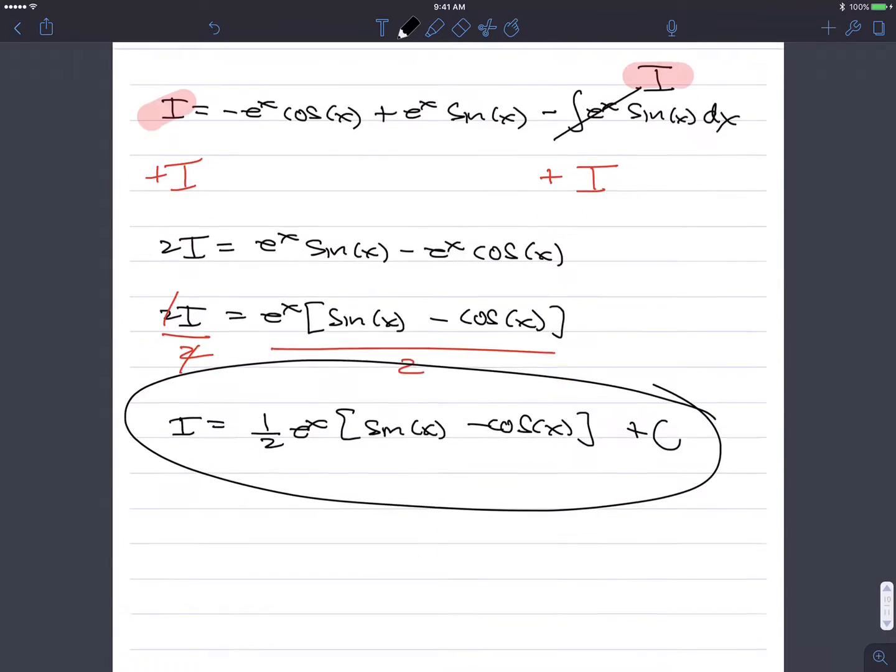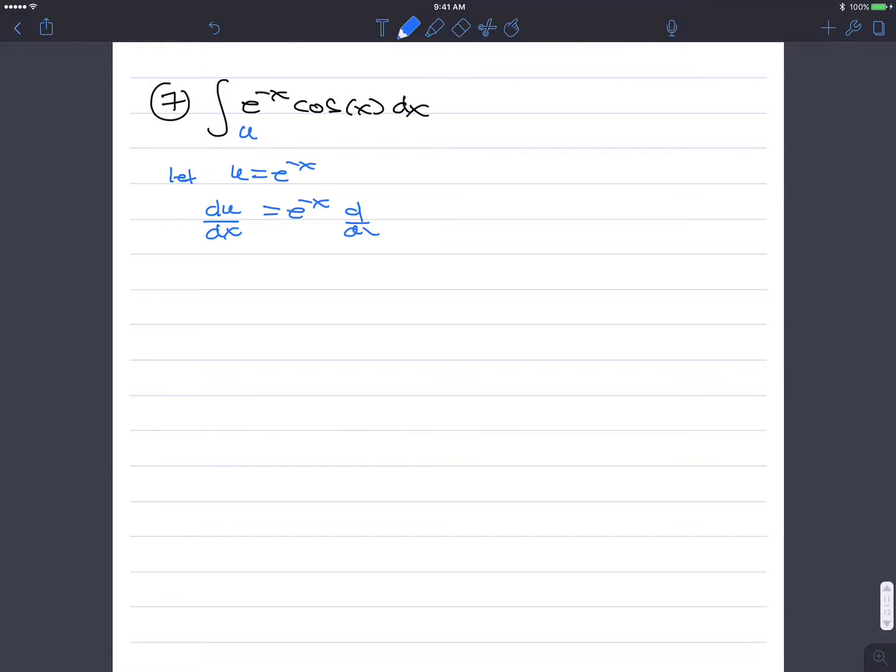Now, I don't know what number this is. Let's check. Number 7, they give you a variation. So number 7, we're going to have this integral of e to the minus x cosine x dx. It's a similar process. We just have to be careful with the e to the minus x, meaning you're going to let u be, again, this e to the minus x. And when you do that, du dx is, I'll write down every detail. The point I'm making is you're going to have to use chain rule.